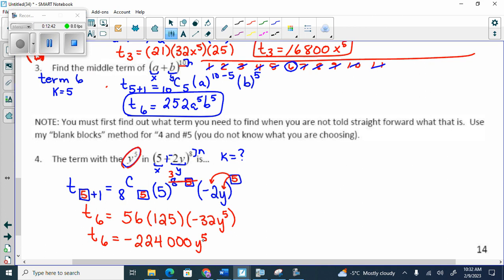This is the term. Sometimes it'll ask for the term number that contains y to the 5. What would the term number be? 6, right? 6 is the term number. If it just says the term, it's just the answer. If it says term number, it's what term it is, 6. Okay? And in this case, if this was a numeric response, they're probably going to ask for the term number because that is more than 4 numbers, and it's negative, which can't go in a numeric response. Okay?